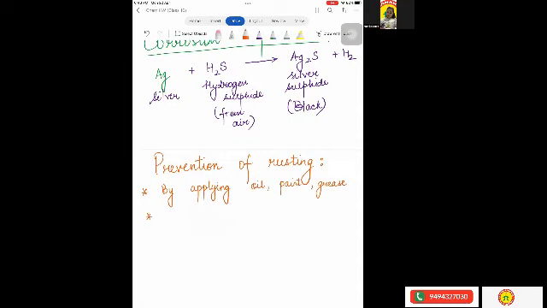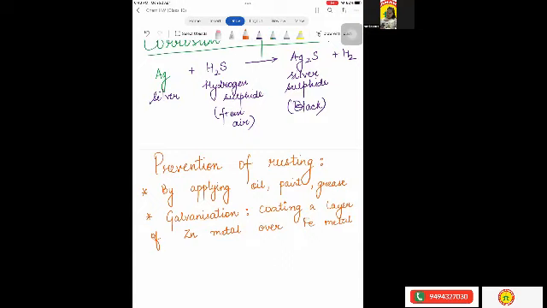Then the second is galvanization. Now, what is galvanization? Coating a layer of zinc metal by passing electricity. Or we may just write this much as the definition: coating a layer of zinc over iron metal.